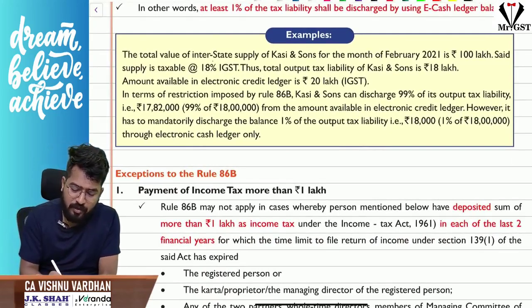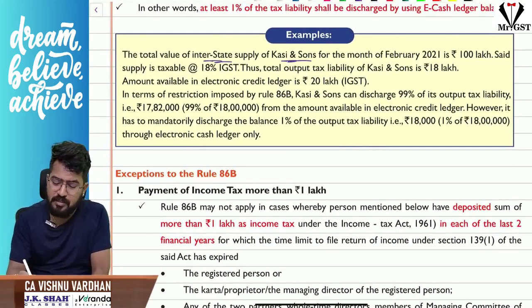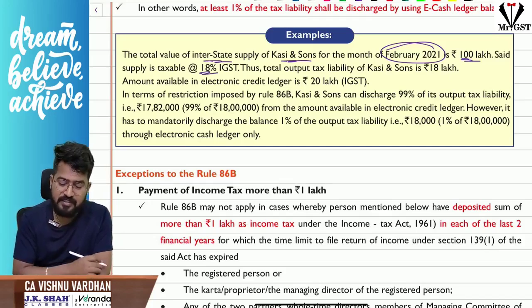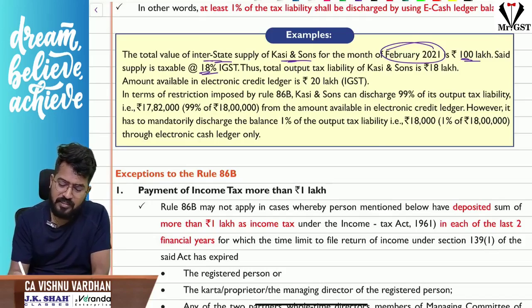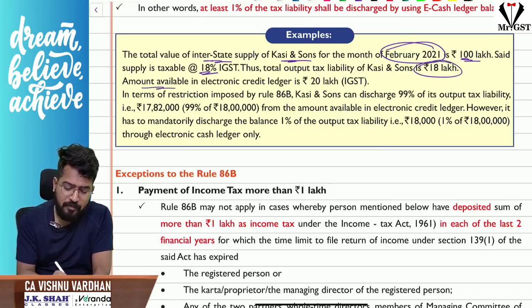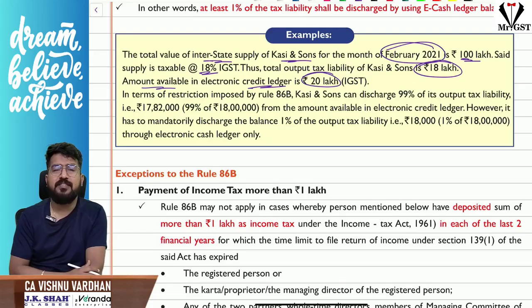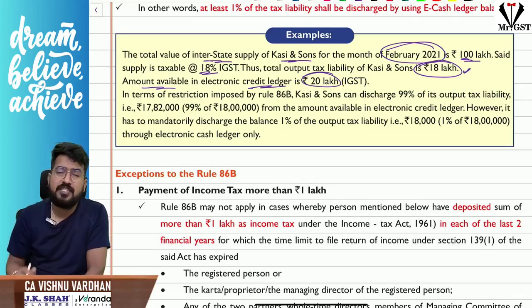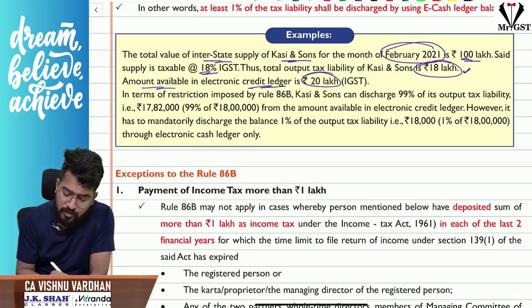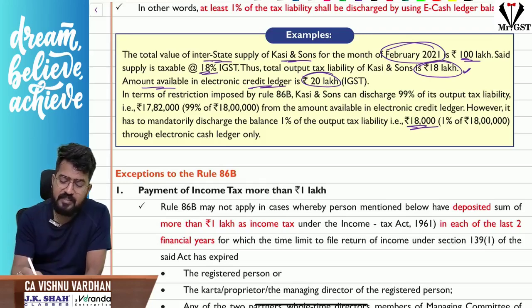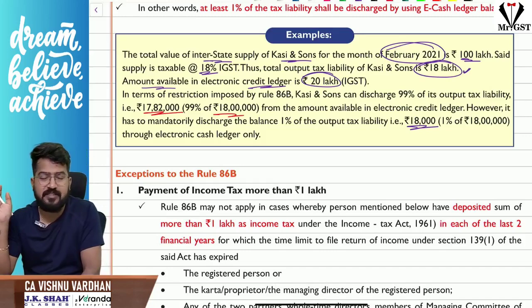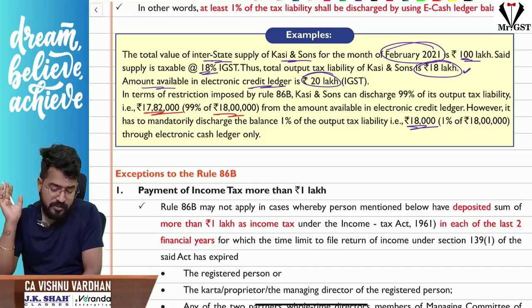Okay, so look at this example. The total value of interstate supply of Kasi and Sons for the month of Feb is 100 lakhs, exceeding 50 lakhs. GST is 18%, full IGST. So IGST payable is 18 lakhs, but the amount available in the credit ledger is 20 lakhs. The amount may be available in the electronic credit ledger, but at least 1% of this liability you should discharge in cash. So out of 18 lakhs, they should pay 18,000 at least in cash, and 17 lakh 82,000 they can use ITC. That is the concept.